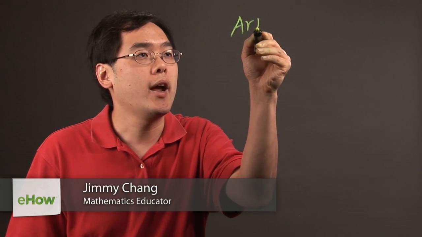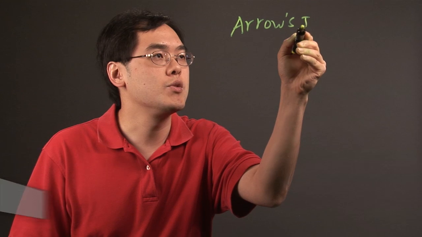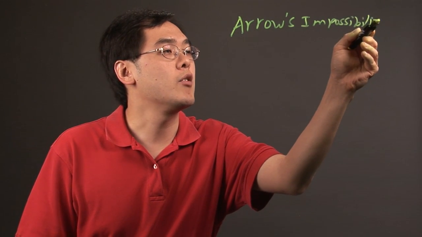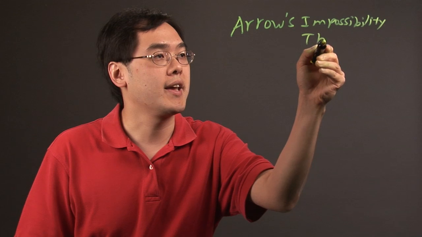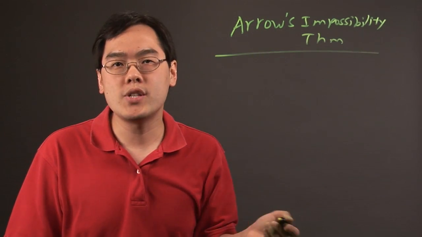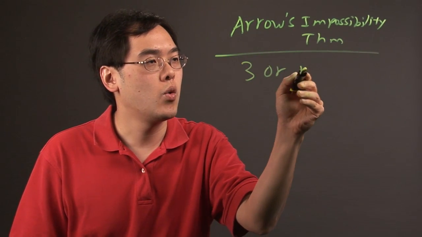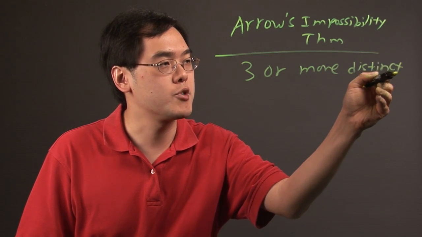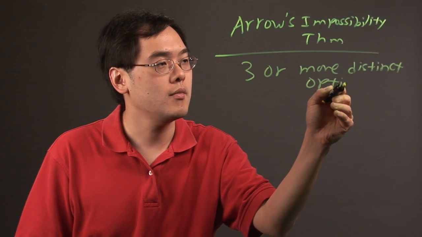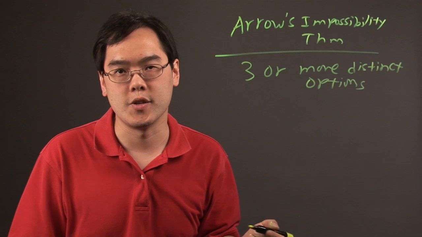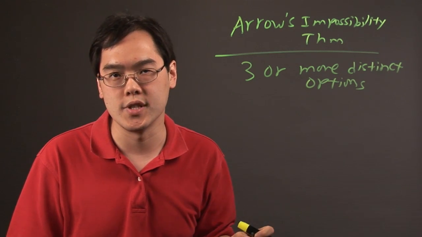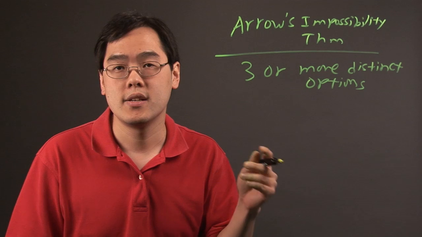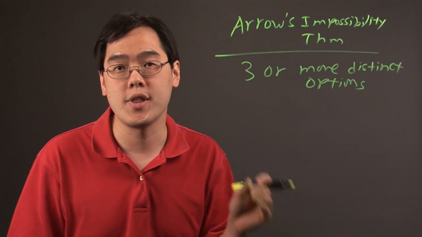Now, Arrow's Impossibility Theorem is used in voting theory, and it's actually a fascinating theorem that goes something like this. When voters have three or more distinct alternatives or options, there is no voting system that can convert the ranked preferences of the voters and at the same time meet the specific set of criteria for that particular method.